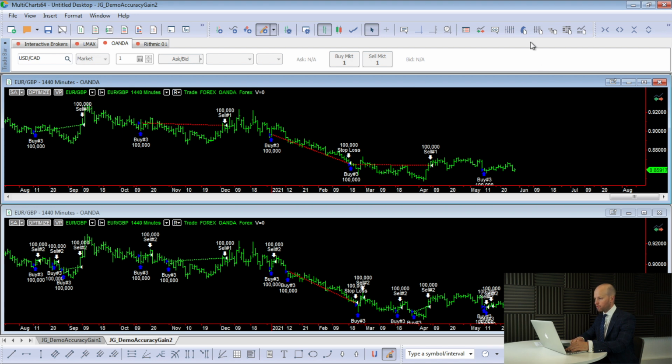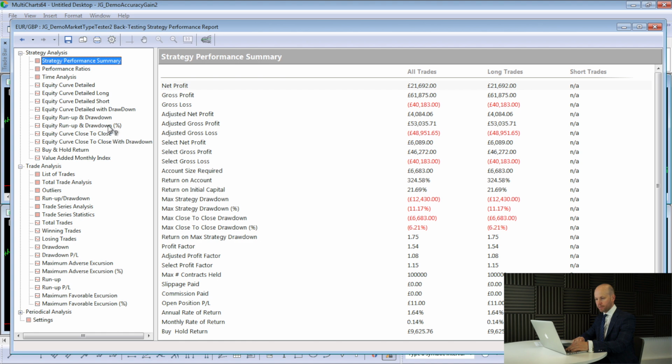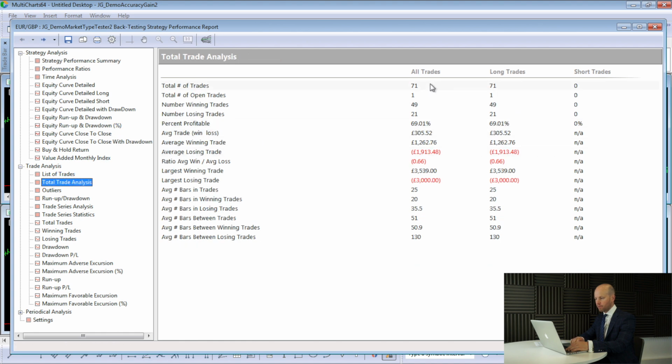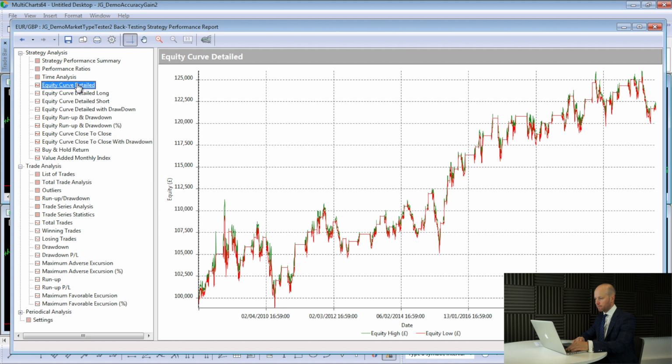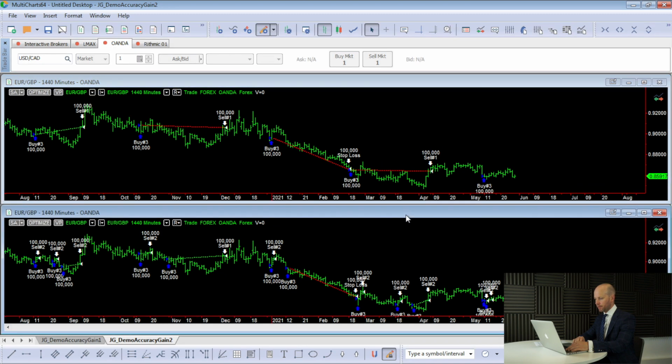So let's look at the performance report. We're making £21,000. Got 71 trades. Percent profitable is still pretty good with the original strategy at 69%. Average trade of £305, that's quite large. Largest losing trade at 3,000, that's our 300 pip fixed stop loss. Look at the equity curve, and the equity curve is a little bit choppy, but it's certainly moving in the right direction. So let's compare that to the modified strategy with what looks like many more trades.